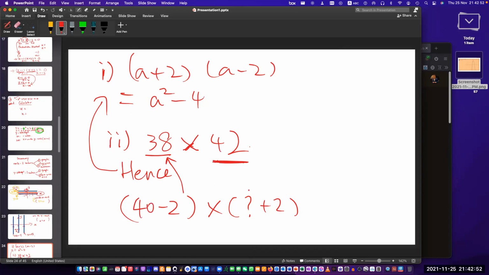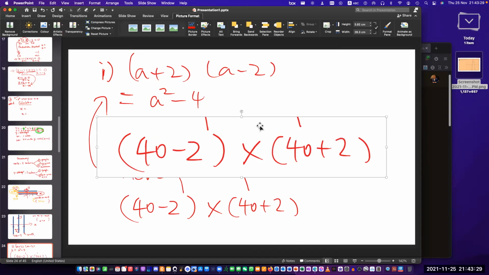And next, what plus 2 is 42? 40. Yeah, good. Your job is half done already. So can you see that this whole thing is similar to the above, a plus 2 and a minus 2? Can you see that? Yes. Good.